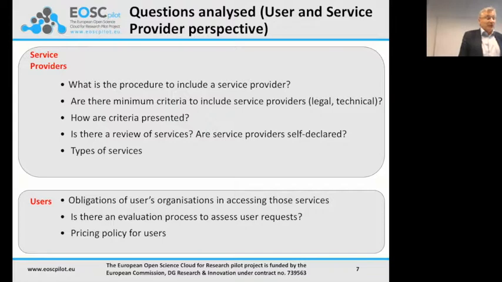So what would be the procedure to include the service provider? Are there minimum criteria to include the service provider, legal, technical, all the different aspects there? And how are these criteria presented so the service provider can understand how to be included here in something? And is there a review of the services or service providers self-declared, and what type of services?